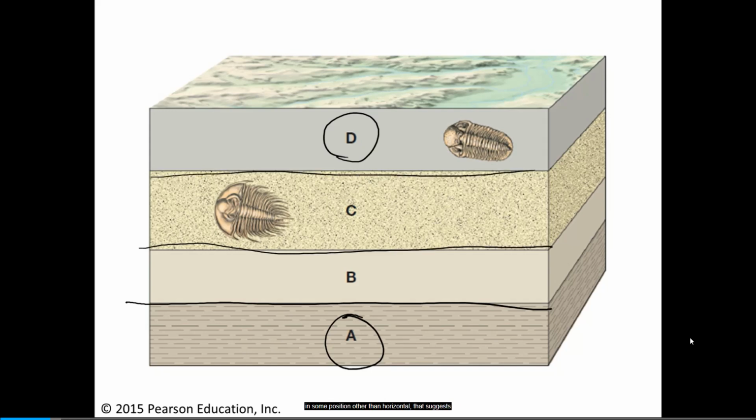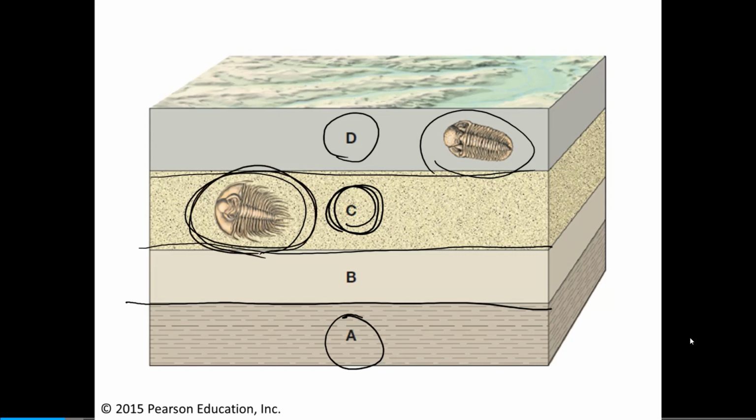And if we find them in some position other than horizontal, that suggests that they have been tilted or deformed, rotated since the time of their original deposition. One other concept that is conveyed here is that certain fossils basically can serve as timestamps on the rocks which include them. So for rock layer C here, for instance, to contain this particular fossil, it must have been deposited when that organism was alive.